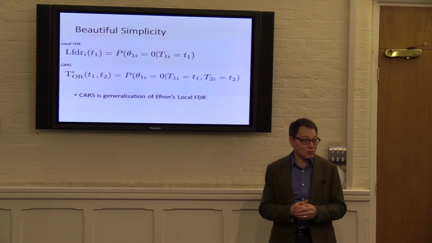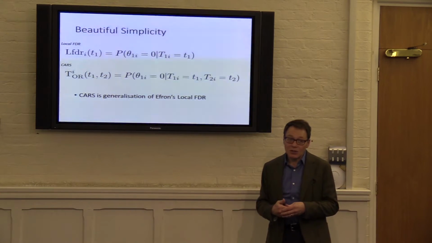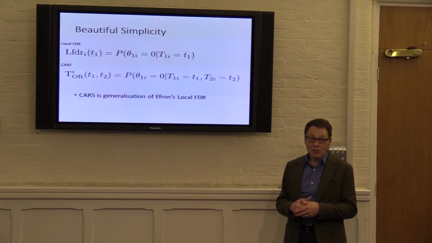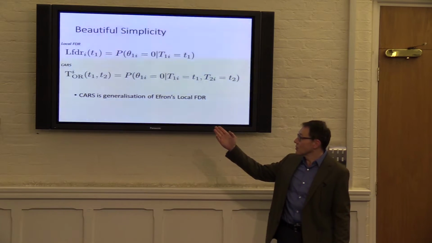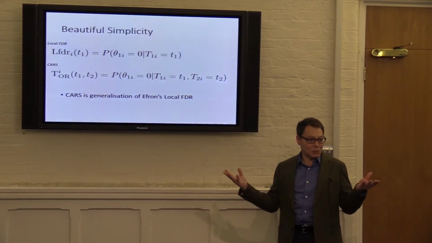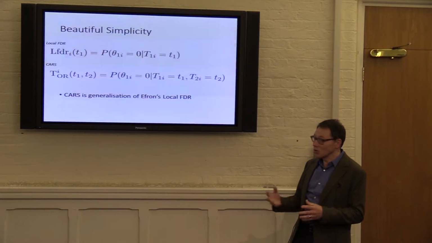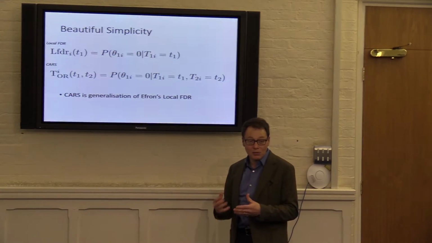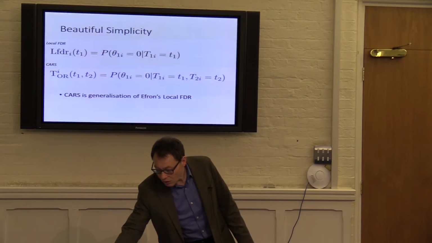I think it's really beautiful, and I saw it like this: if local FDR is just the conditional probability of the null being true, then Carr's is the same thing. It's just adding in this second statistic, and that's wonderful. It's a very elegant place to start, and I think once you put it that way, it's very easy to understand as a generalization of local FDR.